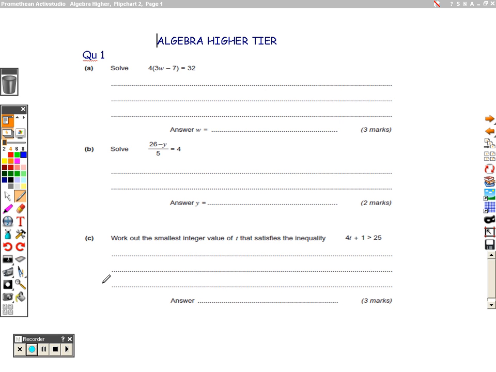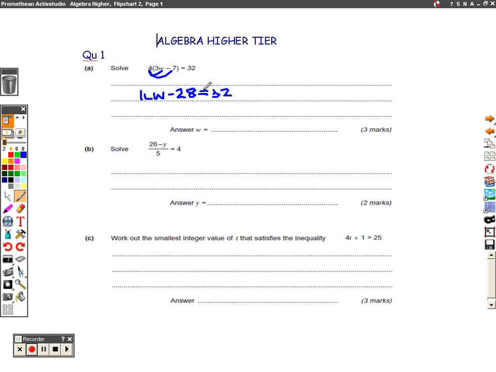Okay, so solve question 1, Algebra H. Make sure you've tried the questions before you actually look at the tutorial. So, we're going to expand the bracket. 3 times 4 gives you 12w. 4 times 7 gives you minus 28, equals 32.